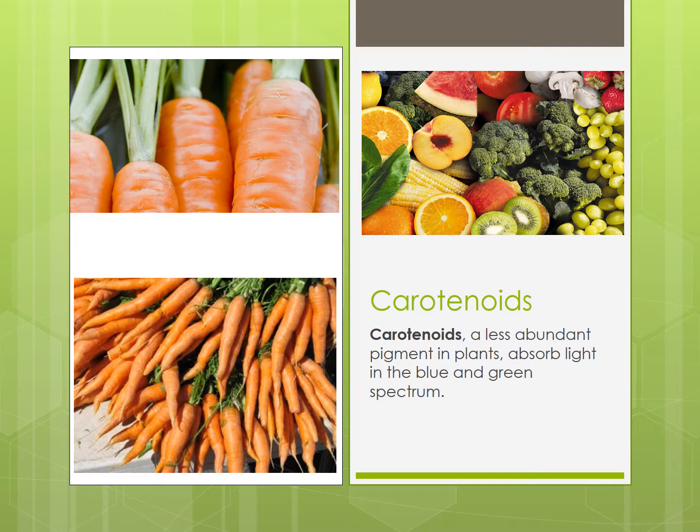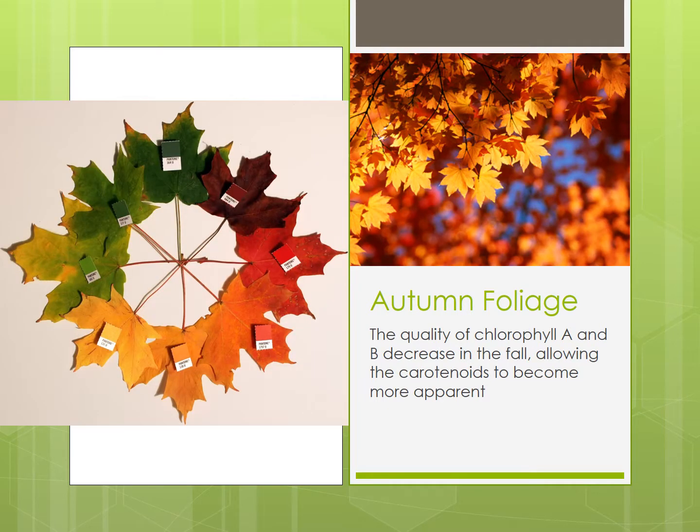But these carotenoids are going to be oranges and reds because they're absorbing blues and greens. This is what gives rise to the colors of fall leaves. Fall leaves are going to be reds and yellows, same colors as the carotenoids, because what happens is the quality of the chlorophyll A and B decreases. Thus, you're able to see the carotenoids, which exist in lower quantities.